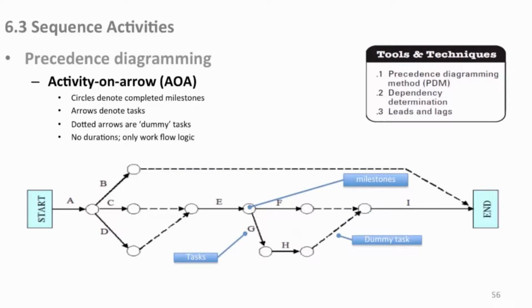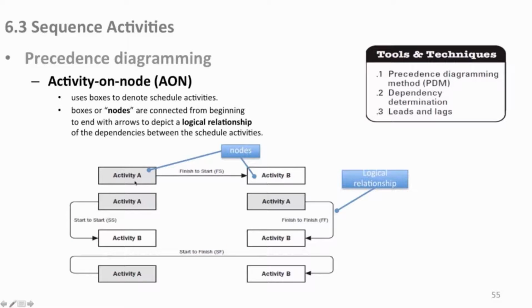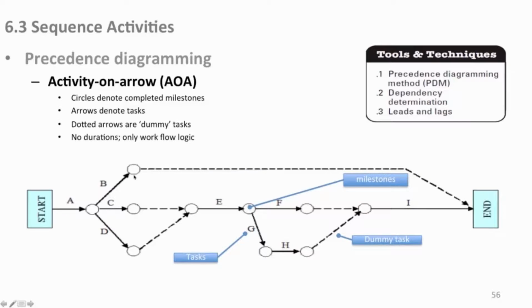There's another one called activity on arrow, which you may come up against in your PMP exam. Now the circles denote milestones, completed milestones, where here the arrows are the tasks. Remember back here, the boxes are the tasks with your relationships, and here the arrows are the tasks. You have a milestone here in A. You do an activity B to reach this milestone. This is activity on arrow. So the activity is on the arrow, and the circles are milestones.